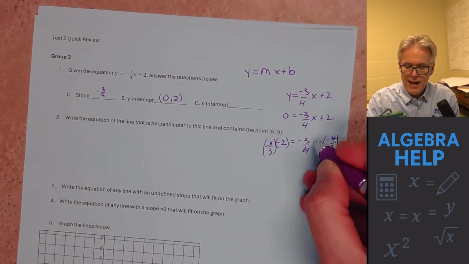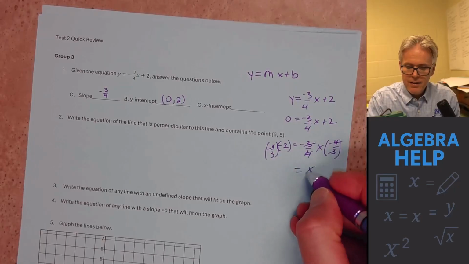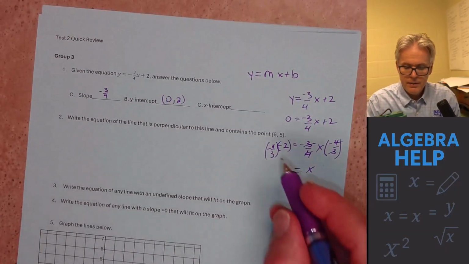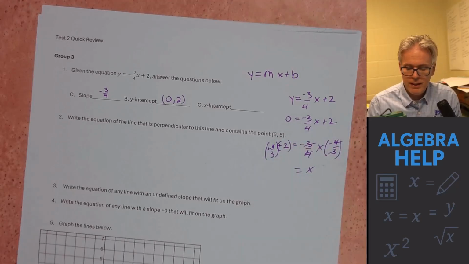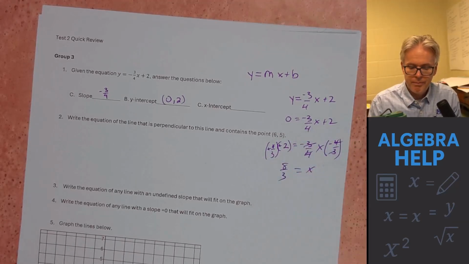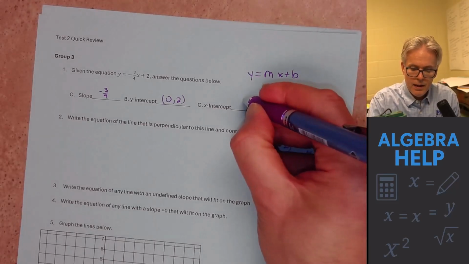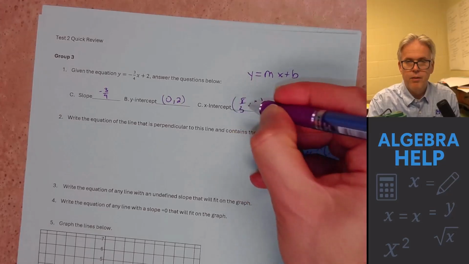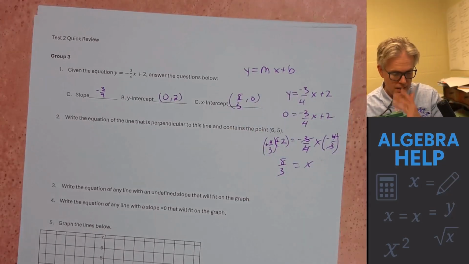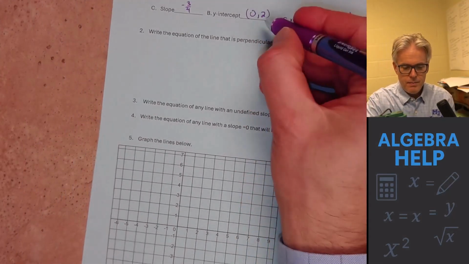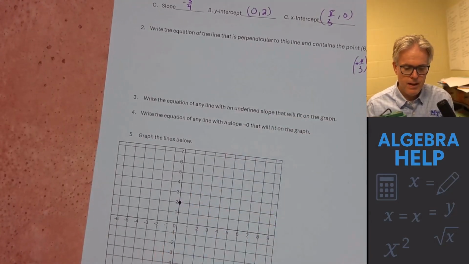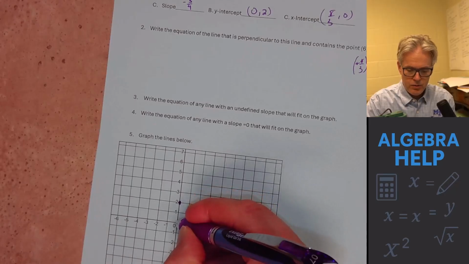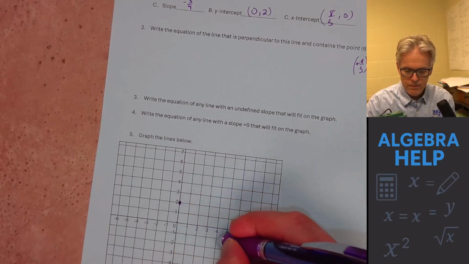So those cancel, everything cancels on the right except I'm just left with an x. And then I'm going to get 4 times 2 is 8. It's going to be positive because I've got 2 negatives, so 8/3. So I'm going to get 8/3, comma 0 for the x-intercept. We can go ahead and graph that. Probably easiest here, just use the y-intercept at 0, 2. And slope is down 3, 1, 2, 3, over 4. 1, 2, 3, 4.